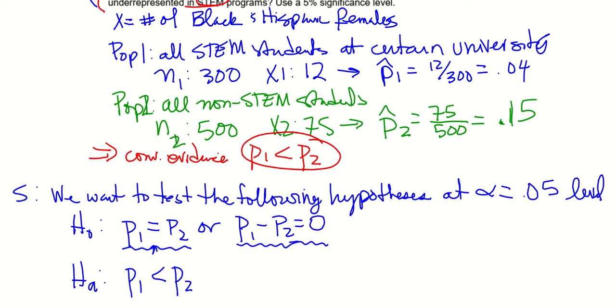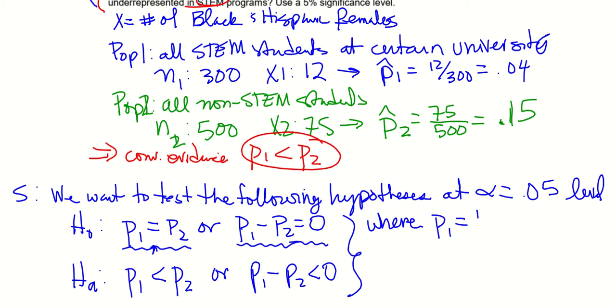So that would be P1 is less than P2, or subtracting, P1 minus P2 is less than 0. And again, you should be comfortable with both of those. Now, we're not done yet. So we now have to define any variables we're using.